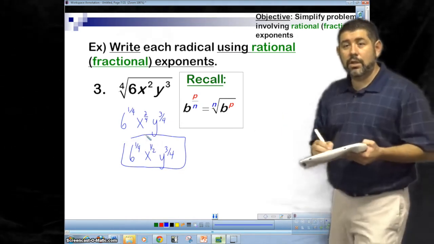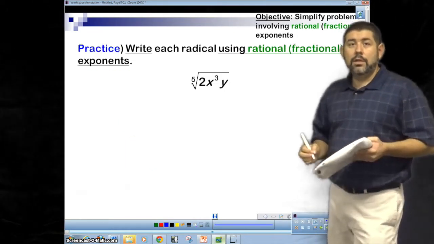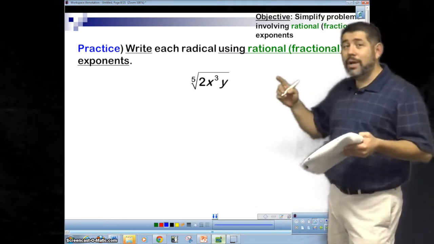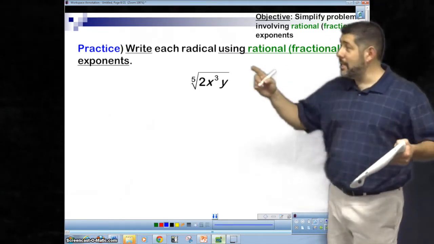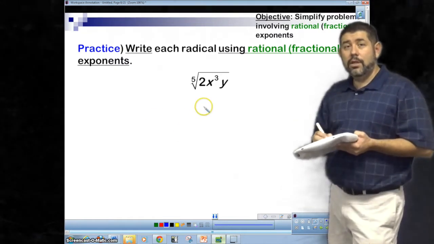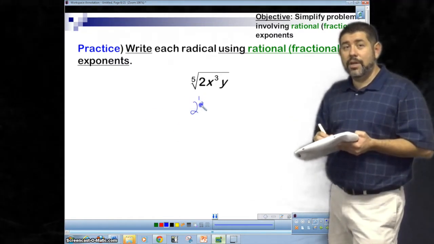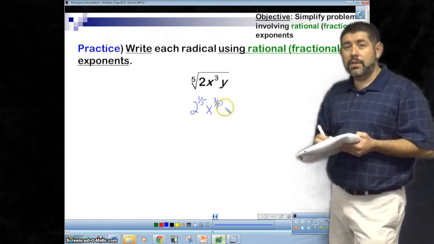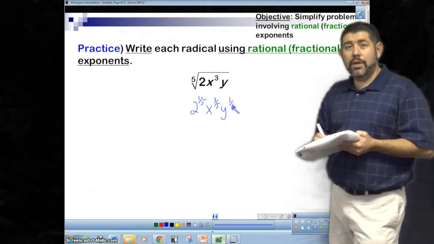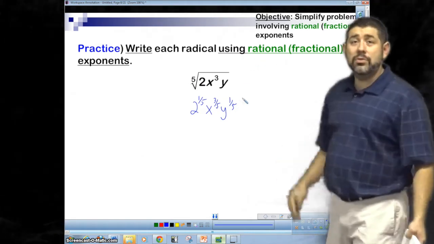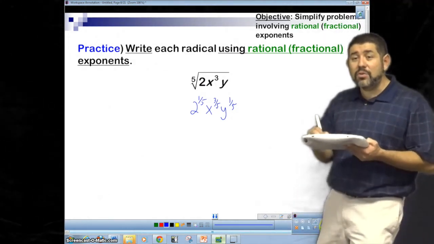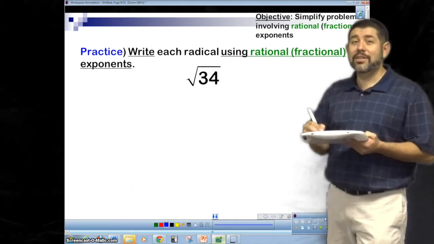Okay, there we go. Let's look at another one. So this time we have the fifth root of 2x cubed y. So go ahead and practice this one real quick and then I'll go over it. So again, we're just going to have 2 to the 1/5, x to the 3/5, and y to the 1/5. All right, and that's it. That's all you do to it, okay? Change them into rational powers. Change the radical into a rational.